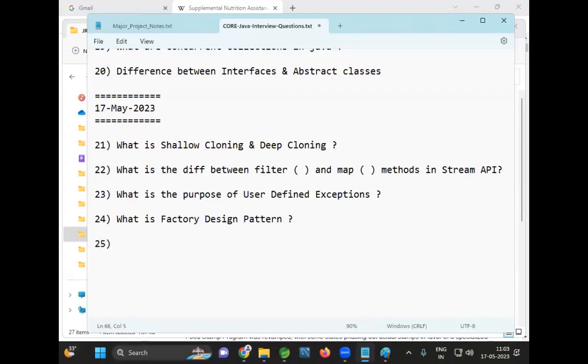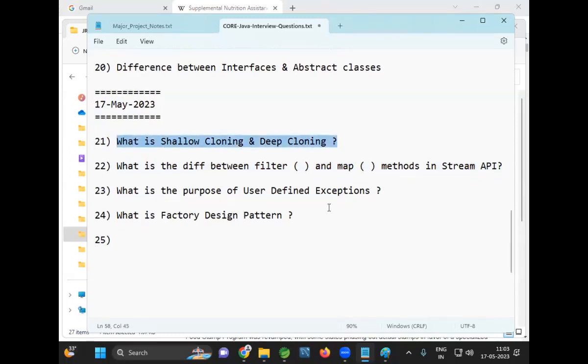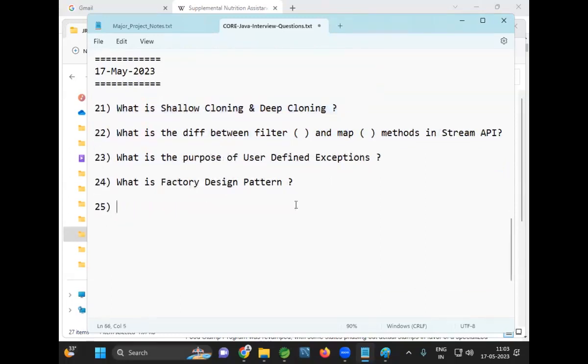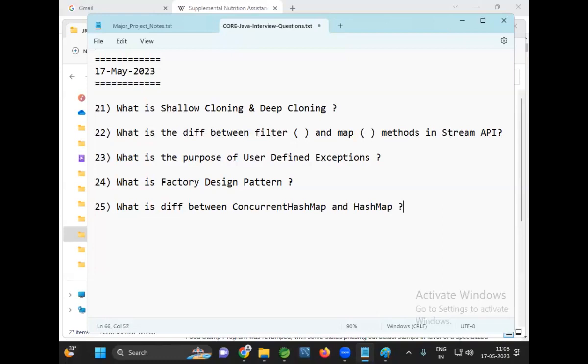Singleton class already you have written, right? What is factory design pattern? What is the purpose of user defined exceptions? What is the difference between filter and map methods in the stream API? What is shallow cloning and deep cloning? What is the difference between concurrent hash map and hash map?